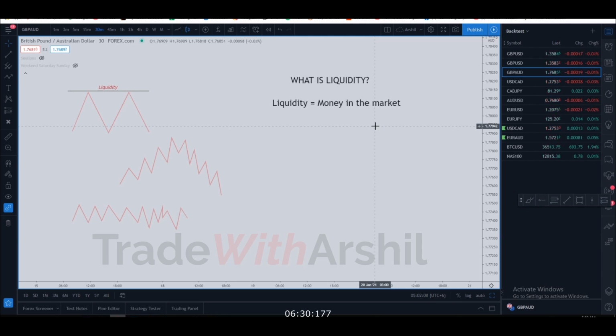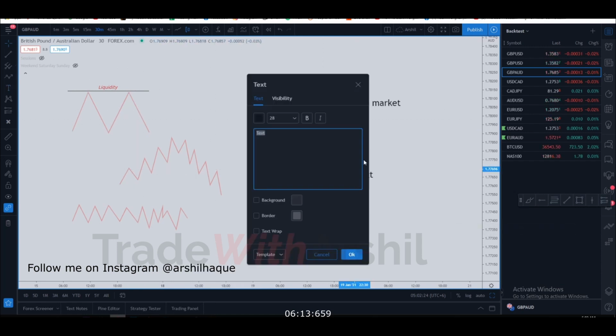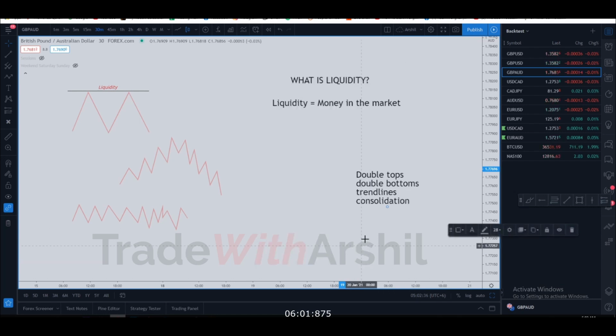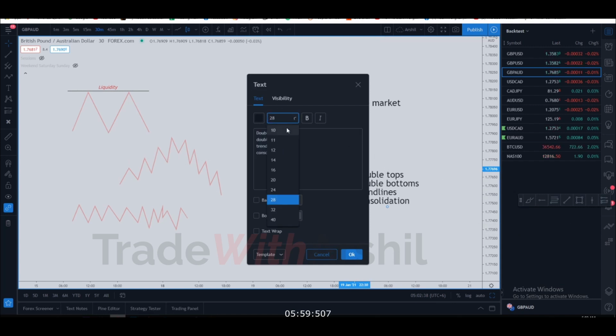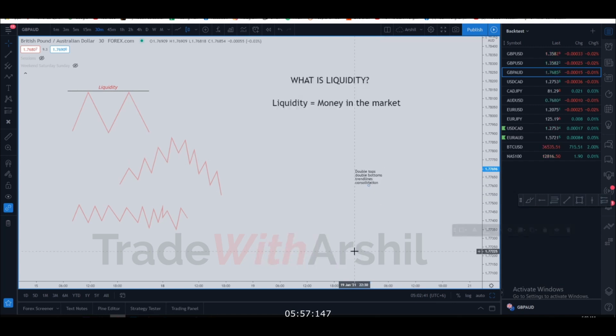Now let's begin with how you really find this money in the market. As we've already talked about, double tops, double bottoms, other patterns, trend lines, consolidation, stuff like these. These are some examples of liquidity. I'm going to show you how.